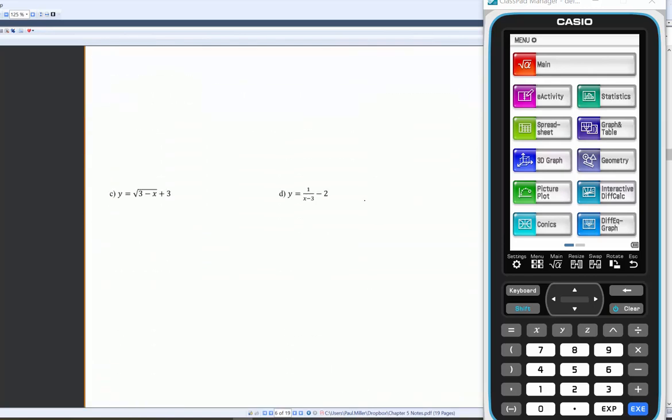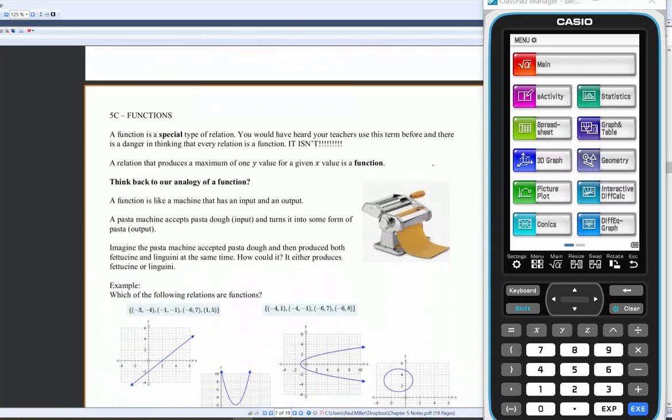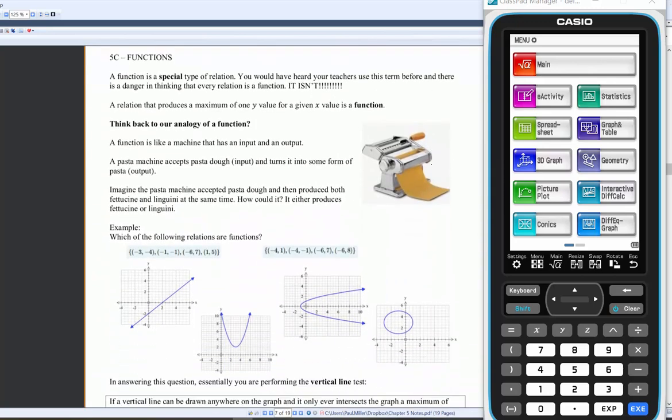So today what we're going to do is formalize our definition of a function and look at the vertical line test as a way to check whether what we've got is indeed a function. So what is a function? It's a special type of relation, or a special relationship.